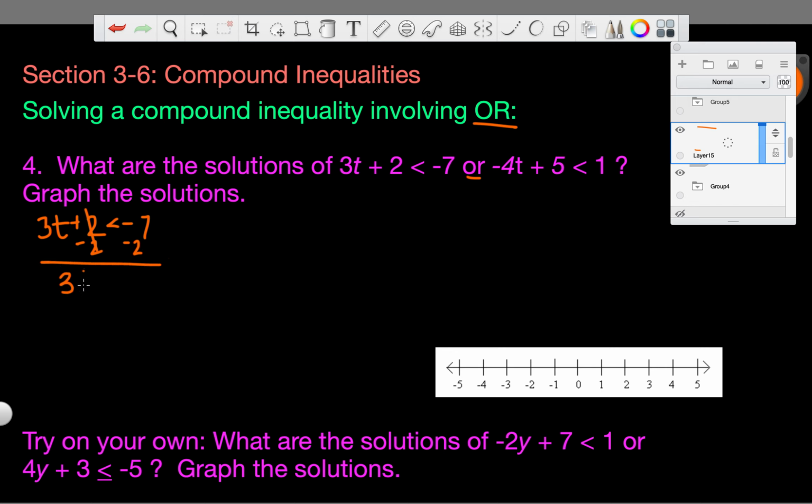I'm left with 3t is less than -9. I divide by 3, divide by 3. So I'm left with t is less than -3. Okay? So we did this one. Now we're going to do the one on the right. We have -4t plus 5 is less than 1. So we need to subtract 5 from both sides.